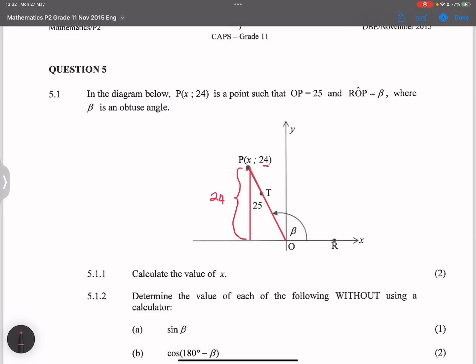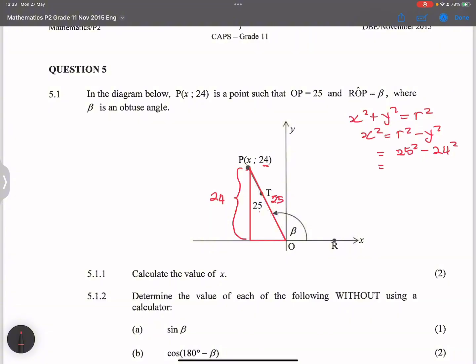Okay. And we know that the r value, meaning the distance of this line, is 25 as it's given. And so all that we are left with is to know what the x value is. Now what we're going to simply do is just use the Pythagorean theorem. So we know that x squared plus y squared is equal to r squared. So we're looking for x, so x squared is equal to r squared minus y squared. That's going to be 25 squared minus 24 squared, right?